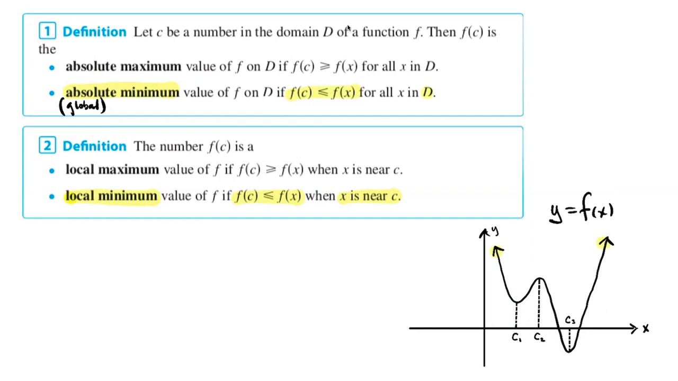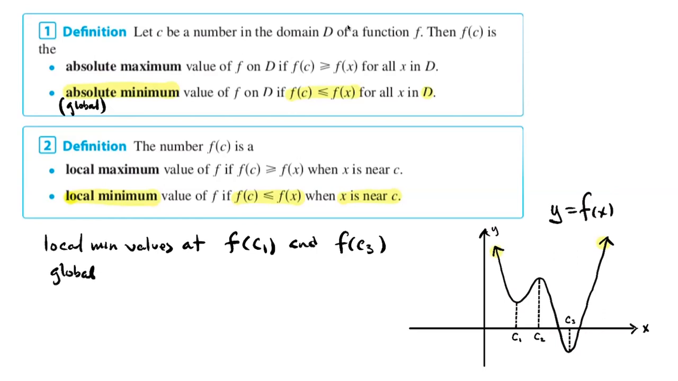So to summarize what we were just saying, we have local minimum values at, say, f of C1 and f of C3. We have a global minimum value at f of C3, global or absolute. See, there I go doing it. Global minimum value at f of C3.